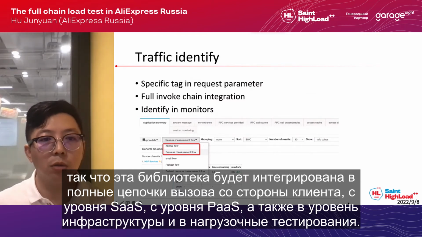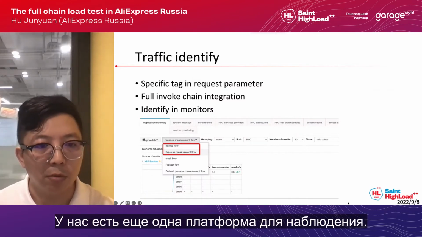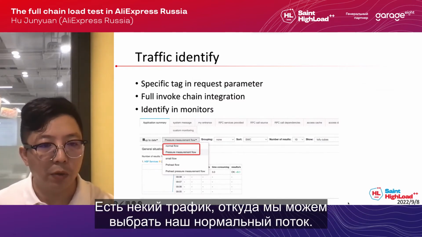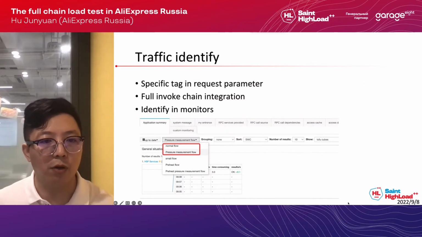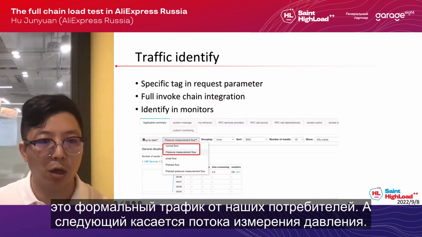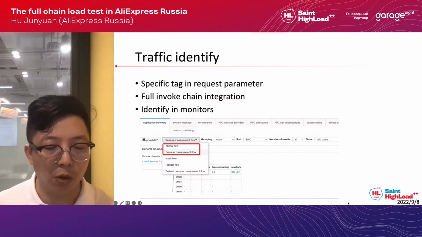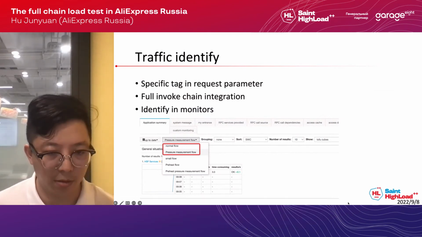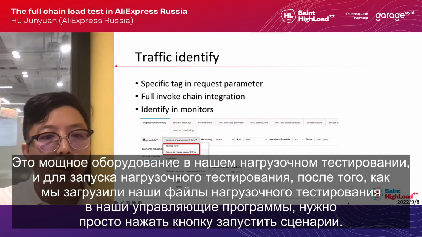And when the load test is running, we have another monitor platform to observe where the traffic comes from. We can select our normal flow. Normal flow means this traffic is formal traffic from our consumers. And the next is the pressure measurement flow. This means that the traffic comes from our load test. So this is a powerful equipment in our load test.